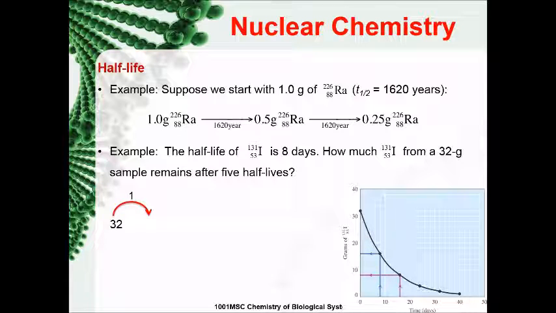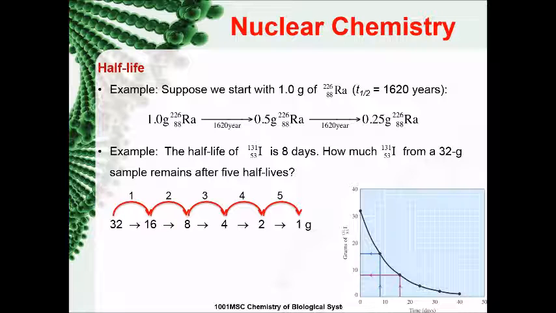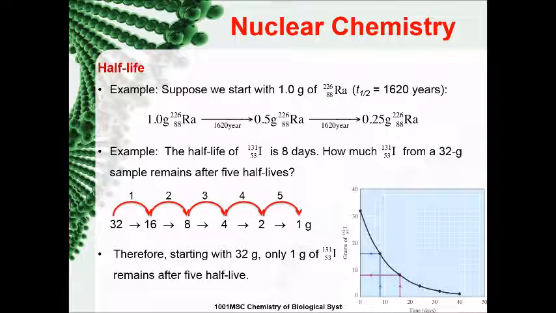After the first half-life, the mass drops to 16. After another half-life, the mass drops to 8. After the third half-life, the mass is 4 grams. The fourth half-life will make the mass 2 grams. And finally, after the fifth half-life, the remaining mass is only 1 gram. Therefore, starting with 32 grams, only 1 gram of the isotope remains after 5 half-lives.